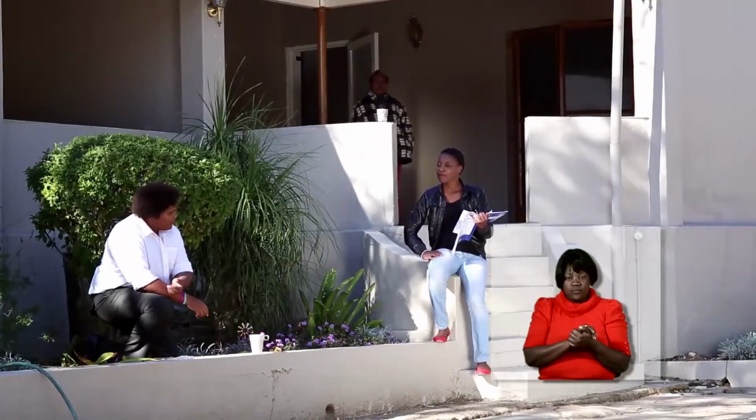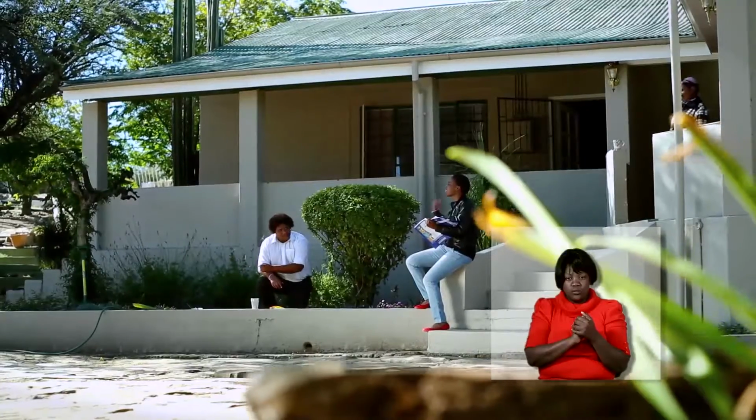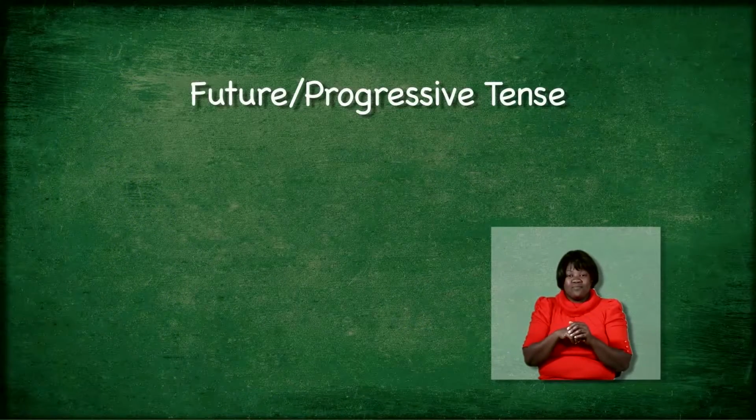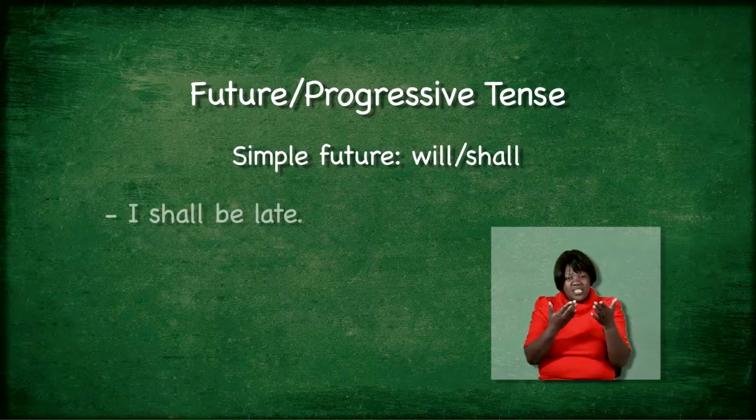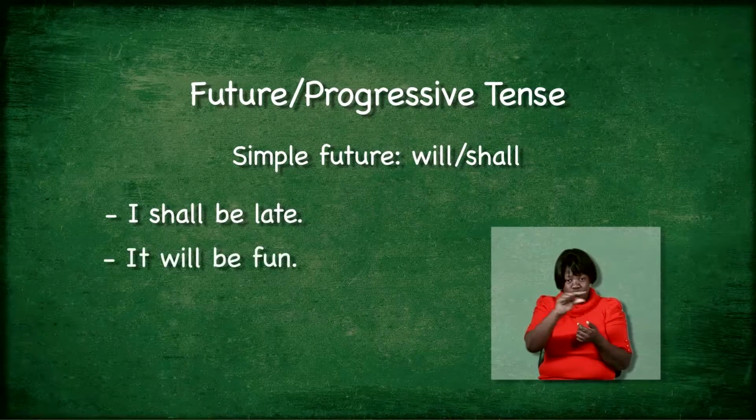Okay, and this is an overload for your dad's brain. The simple future is another name. I can't remember it. The future or progressive tense. Oh yeah, I know. Don't tell me more. The future or progressive tense firstly has the simple future, will or shall, with the verb. For example, I shall be late and it will be fun.